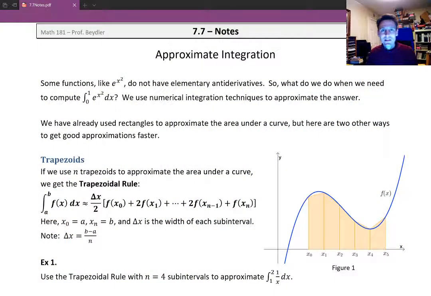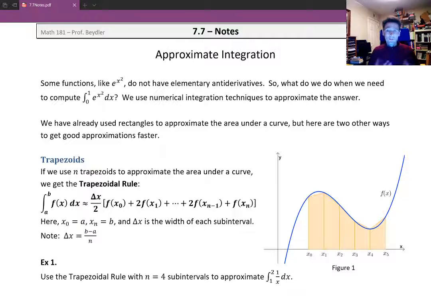Today we're going to be talking about approximating integrals. Some functions like e to the x squared do not have elementary antiderivatives. You can try all you want and pull as much hair out as you want, but there's not going to be a way of finding an antiderivative or integrating e to the x squared using the basic functions that we know about. So what do we do when we need to compute something like the integral from 0 to 1 of e to the x squared? Well, we use numerical integration techniques to approximate the answer.